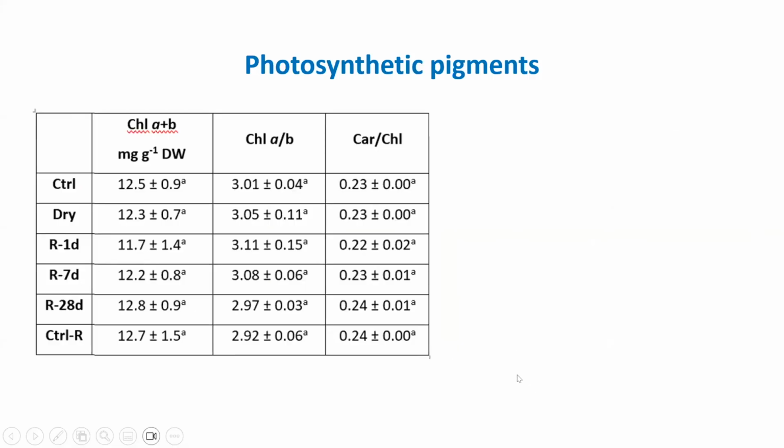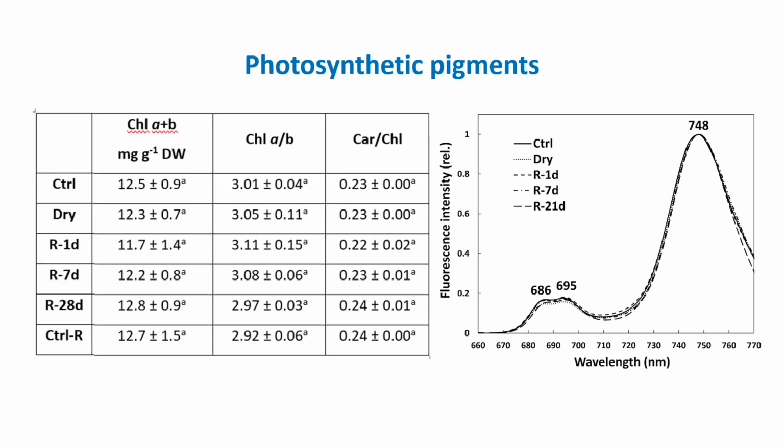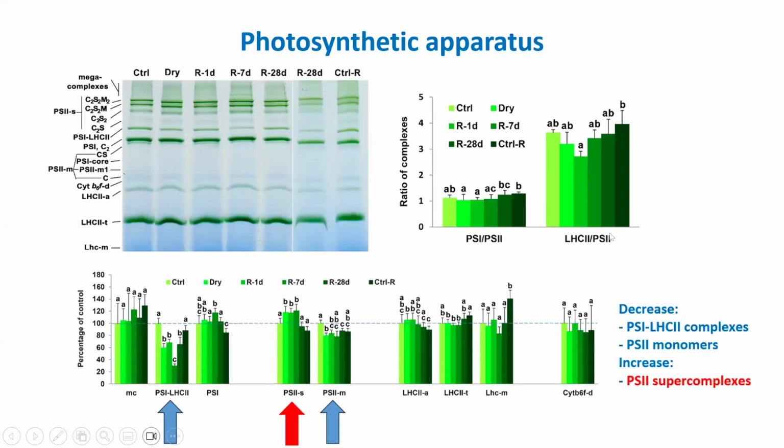Just to characterize briefly what is going on in the leaf, surprisingly, the chlorophyll pigments, or the photosynthetic pigments, do not change significantly. Also, the 77 Kelvin fluorescence spectra do not show any big changes in the control, dry and then rehydrated plants. At the level of the chlorophyll protein complexes of the photosynthetic apparatus, surprisingly, they are remaining stable. That means that the plant is preserving them. Only slight changes can be observed, especially at the level of photosystem 2: monomers are decreasing, and instead of them we see an accumulation or increase in the supercomplexes.